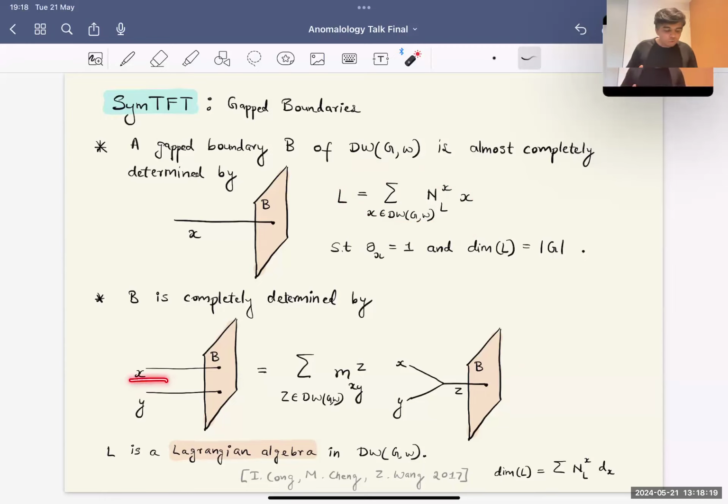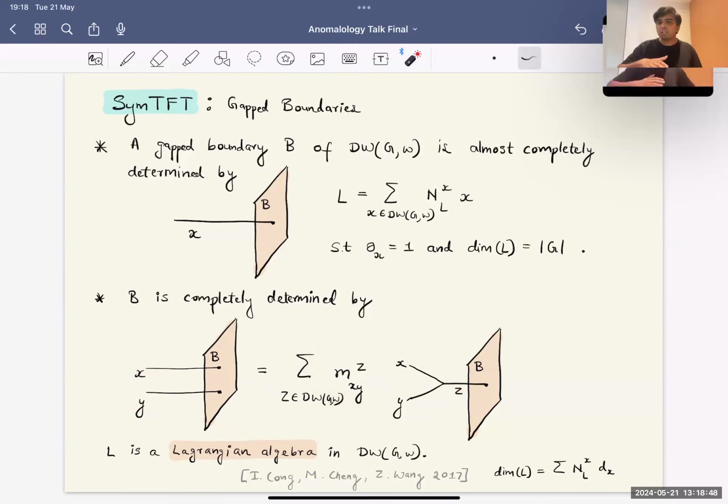It means that if you have two lines X and Y ending on this gap boundary, you can either end them one after the other like this, or you can fuse X and Y first and then end the resulting line on the gap boundary. And there is a map between these processes, ending X and Y directly or fusing them and then ending the result of the fusion. And these are some complex numbers which have to satisfy certain consistency conditions.